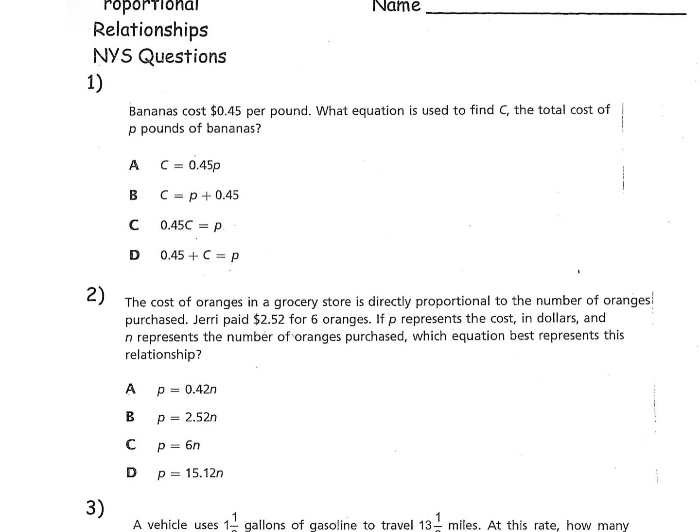It says, bananas cost, please copy the question and take notes as I go through, 45 cents per pound. Which equation is used to find C, the total cost, and P, the pounds of bananas? So they're pretty specific about the variables they want us to use.